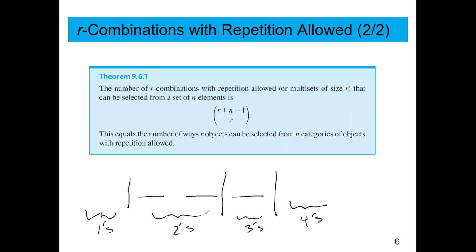Well, let's think about it. The reason I have 3 dividers is because to break up 4 things, I only need 3 dividers between them, because the 2 on the ends naturally get held off by themselves. So that is where the n minus 1 comes into play. The n minus 1 is the number of dividers, because I'm taking 1 less divider than the number of elements I have. This is a critical idea, and this is where it gets kind of tricky.